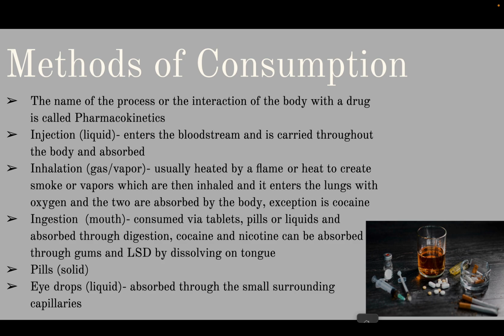Second form is inhalation. This is usually a gas or vapor. This usually happens with a direct flame, for instance lighting a joint for marijuana or lighting a cigarette, or indirect heat, so heating a spoon with heroin, or a pipe with meth in it. This will heat it up and create smoke or vapors, which are then inhaled by the user. It enters the lungs, and just like our lungs take in oxygen and our body lives off that oxygen, if it's taking in this smoke and vapors, it is also absorbed along with the oxygen, which induces the intoxication. The exception can be cocaine, because cocaine has many forms and many methods of consumption.